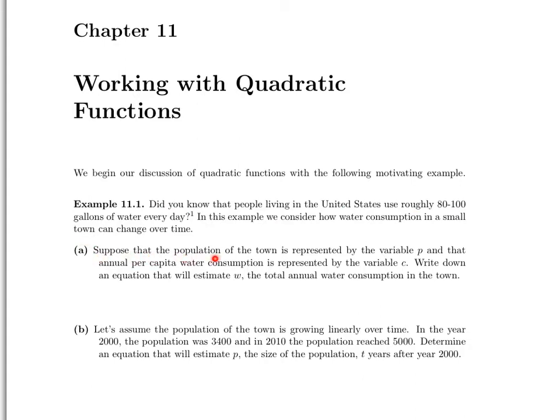Suppose that the population of our town is represented by the variable P, and that annual per capita water consumption in the town is represented by the variable C. Write down an equation that will estimate W, the total annual water consumption in the town. Well, before we try and write down an equation, let's make sure we're clear on what everything in this problem is referring to.